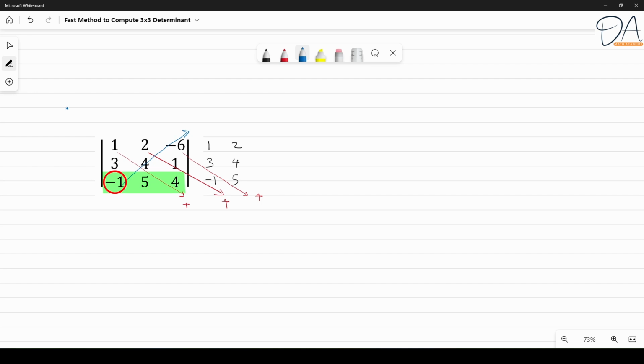So the first element is minus 1. The one above it is 3, but you go to the element to the right, which is 4. Similarly, 4, above it 2, you want the element to its right, which is minus 6. So this will have a negative sign when we are doing the calculation.